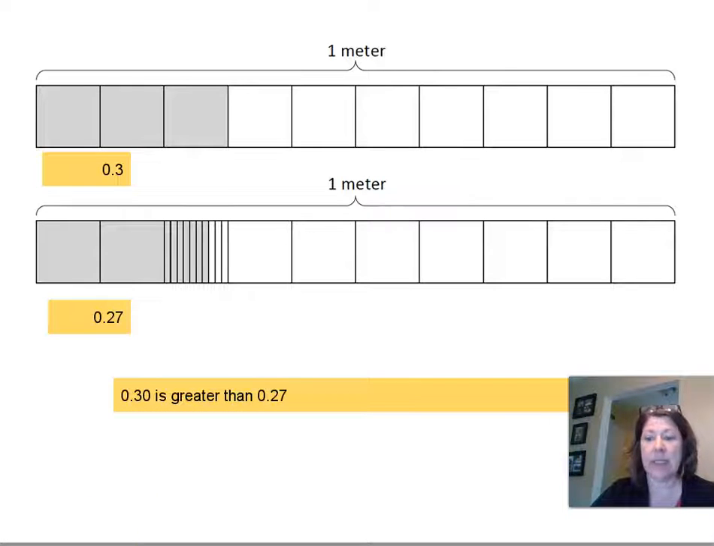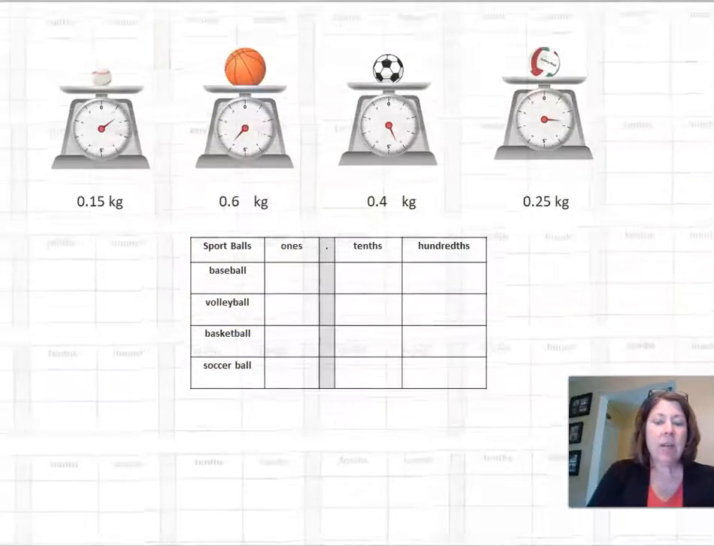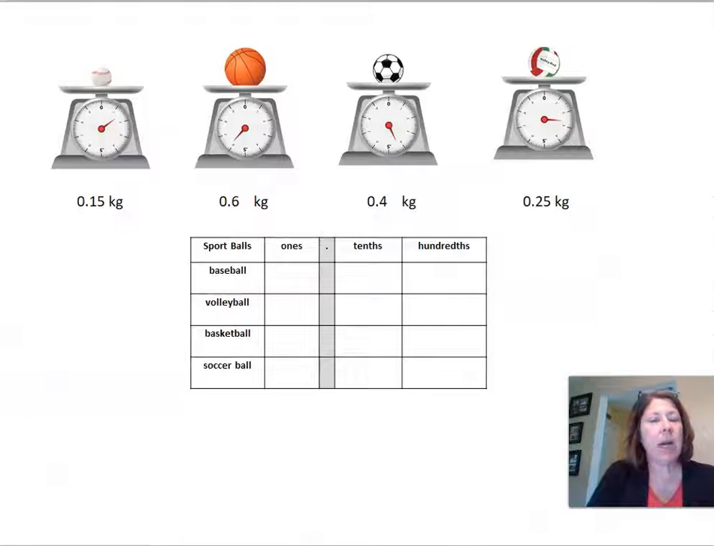Now let's go on to our next example. In our next example, it's similar to number 2 in your problem set, but it's not exactly the same. We are looking at some scales, and the scales are showing the weight of different types of balls that are used for sports: a baseball, a basketball, a soccer ball, and a volleyball. And they're weighing it as part of a kilogram. Now, a kilogram is pretty heavy. So you'll notice though that the decimals are pretty small.